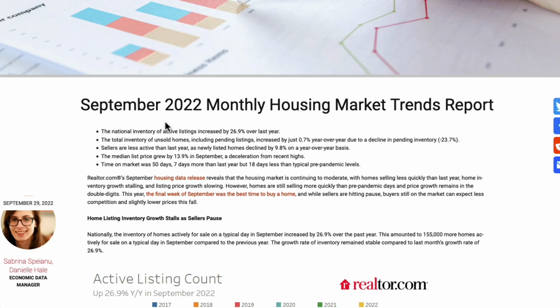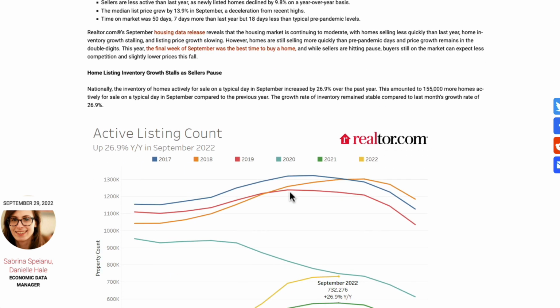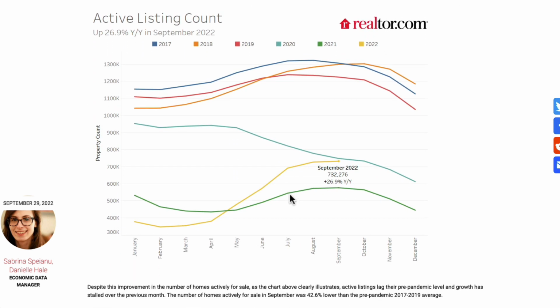So I hear these two arguments out there, and I think one of you guys is wrong. It might be informative at this point to look at the September monthly housing market trends report from Realtor.com. We haven't looked at this yet. Active listing count, we can see it topping off over here. This is September 2022, a 26.9% year over year increase, but pre-pandemic was up here around 1.2 to 1.3 million. You're sitting at 732,000, and it's rolling over. You had this upward trajectory here, and now it's rolling over.